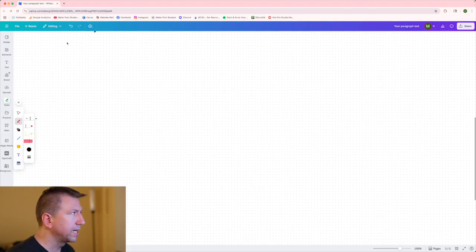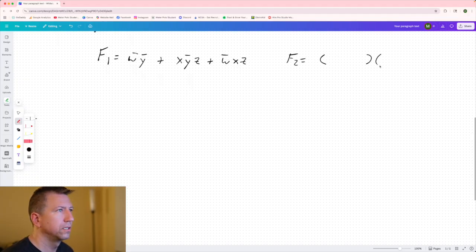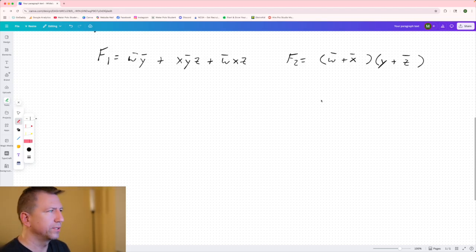Okay, let me just recopy our expressions here. So we've got W Y or X Y Z or W X Z, and then we've got complements for those. F2 is W X Y Z, and we have complements over W, X and Z, bars over those 3. So those are just a repeat of our 2 expressions.